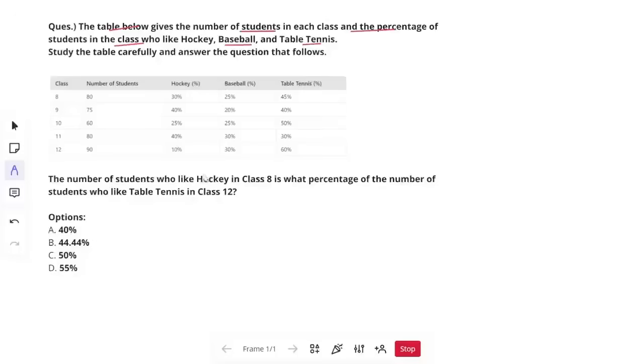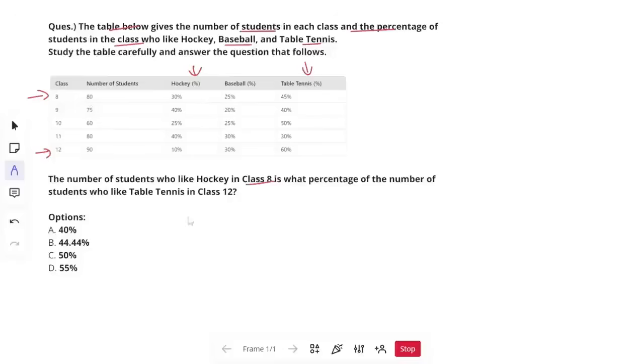What we are asked is: the number of students who like hockey in class 8 is what percentage of the number of students who like table tennis in class 12. See, the number of students who like hockey are here, and the number of students who like table tennis are here, and that too we have to find out. We are asked about class 8, right? And the table tennis ones are class 12. So these two rows of data we need to see, but before that we need to find out the number of students. These are the total number of students, and out of them 30% of 80 will like hockey, and then 20% of 80 will like baseball. In this way the data is given.